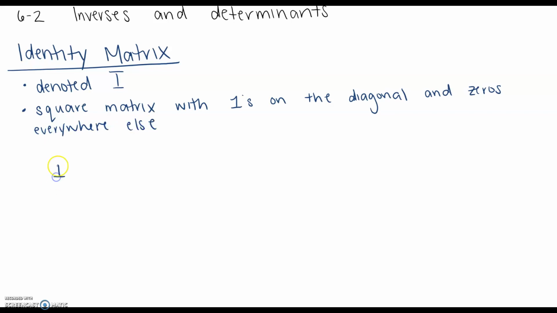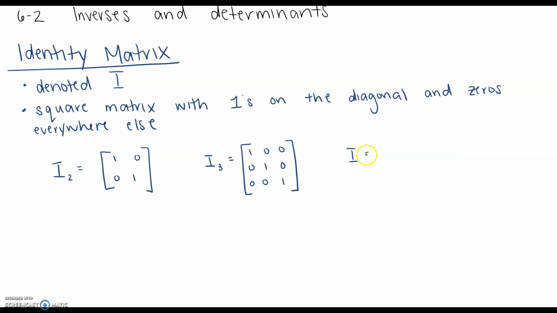So if I had a 2 by 2 identity matrix, that's going to look like 1, 0, 0, 1. A 3 by 3 identity matrix would be 1, 0, 0, 0, 1, 0, 0, 0, 1. And it keeps continuing in this pattern, with dot, dot, dots going down. It just follows this pattern.